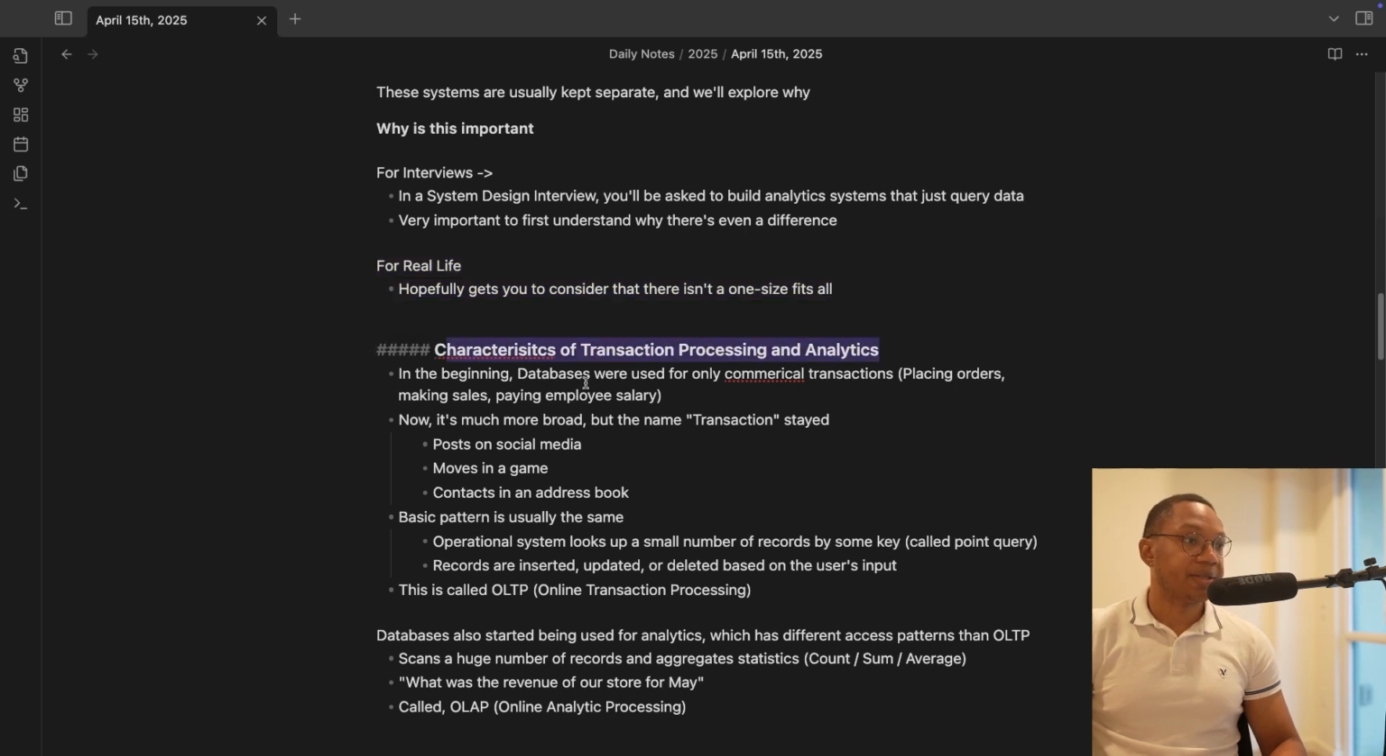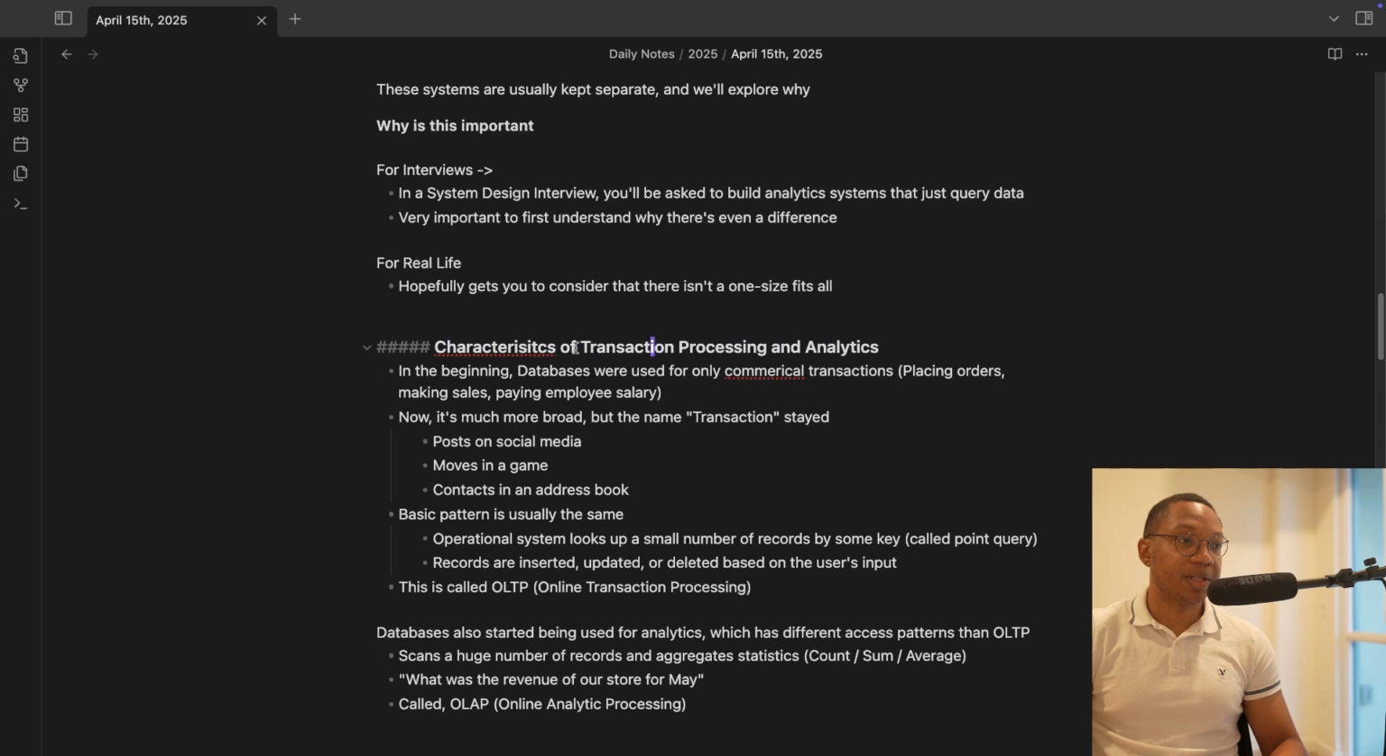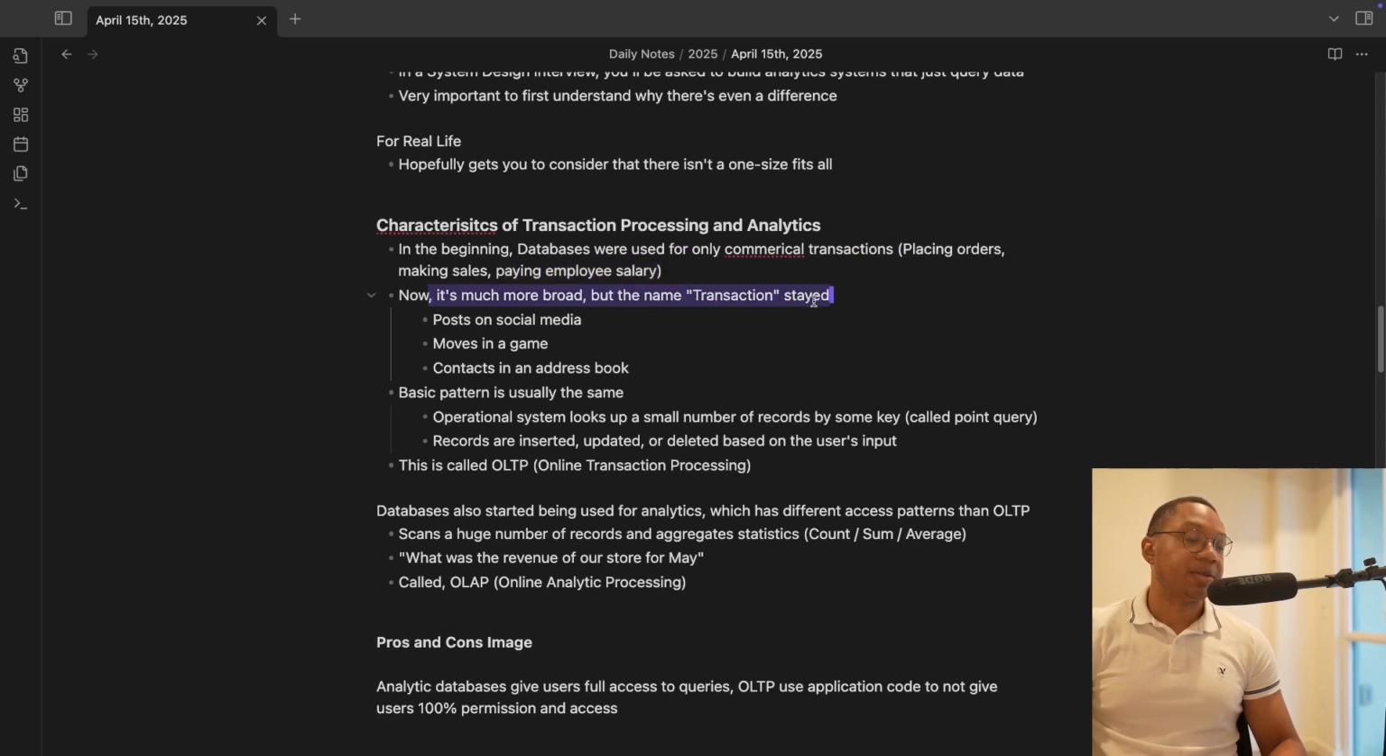So let's talk about the characteristics of them, is what he talked about. He calls it transaction processing, and there's processing and there's analytics. A fun fact he mentioned in the book is that in the beginning, databases were only used for commercial transactions: placing orders, making sales, paying employees their salaries. But now, transactions aren't just used for money. They're used for posts, movies, or moves in a game. It's much more broad. Okay, and what we're going to see here is that the basic pattern is generally the same.